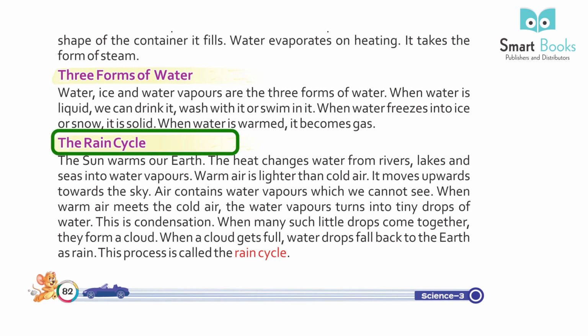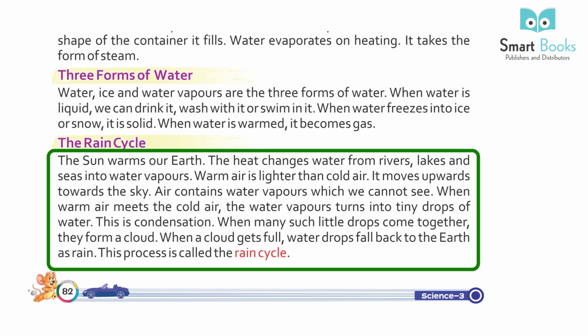The rain cycle. The sun warms our earth. The heat changes water from rivers, lakes and seas into water vapors. Warm air is lighter than cold air. It moves upward towards the sky. Air contains water vapor, which we cannot see. When warm air meets the cold air, the water vapor turns into tiny drops of water. This is condensation. When many such little drops come together, they form a cloud. When a cloud gets full, water drops fall back to the earth as rain. This process is called the rain cycle.